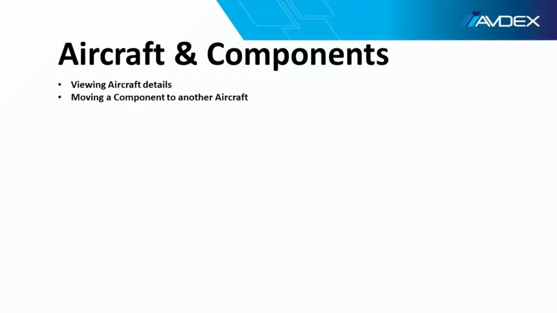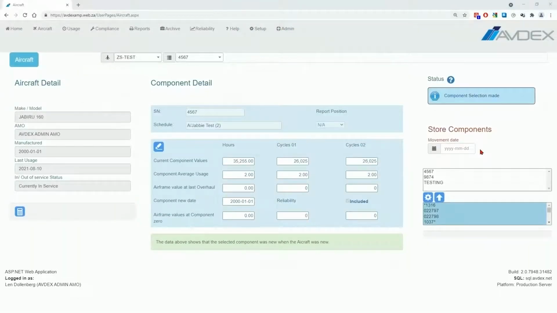Moving a component to another aircraft. Class 1 components may be moved from one aircraft to another within the same AMO. It is vital that the actual removal and reinstall dates are used, as AMP will reset the reference times according to the aircraft hours on the date fitted. If no actual aircraft times have been added to AMP for that date, enter them before continuing.